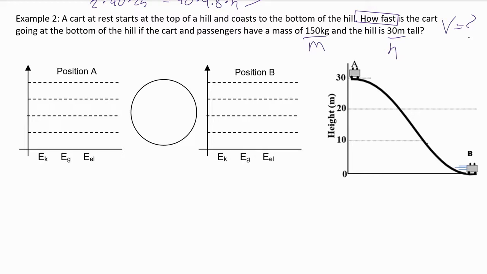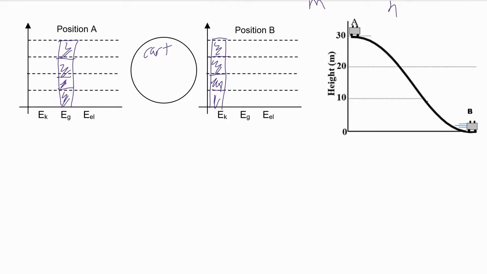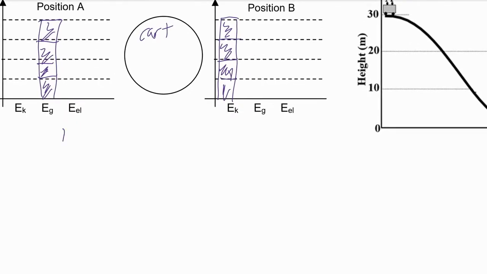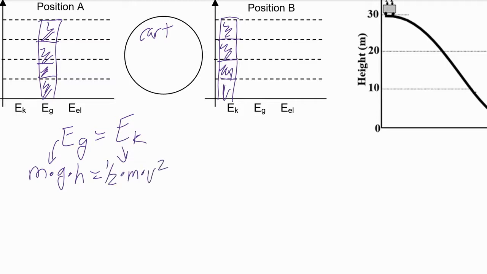So first step, we're going to do an LOL diagram. I'm just going to go ahead and show you the LOL diagram to save some time. And there we go. I said the cart was in my system. The cart starts high above the ground, or above a reference point, so it has all gravitational energy. And then at the end, it's at the reference point, so we'd say it only has kinetic energy. And now it's time to set up our equation. So we've got EG equals EK, pretty similar to the last one. Mass times gravity times height is EG, equals EK, which is 1/2 times mass times velocity squared.